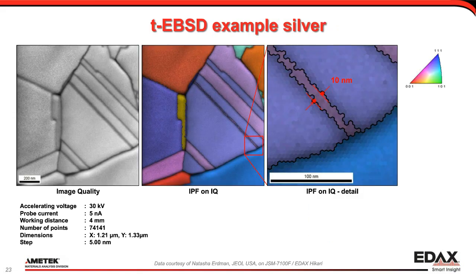In this second example on a silver foil, some very thin twin lamellae down to 5 to 10 nanometer can be observed. Note that mapping such small details would not be possible in a bulk specimen due to the larger interaction volume.